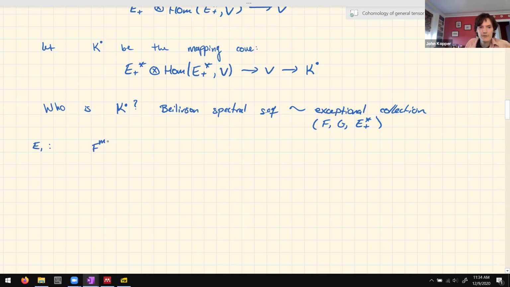I have F with some power. I have G with some power. And then there's a 0. And then here I've got zeros. And then E plus dual, again to some power. And this thing converges to my bundle V in degree 0. So the fact that it converges to V is A, not obvious, and B, is only going to be true if you have the right numbers, M1, M2, and M3 here. But the point is that this spectral sequence converges to V in degree 0.